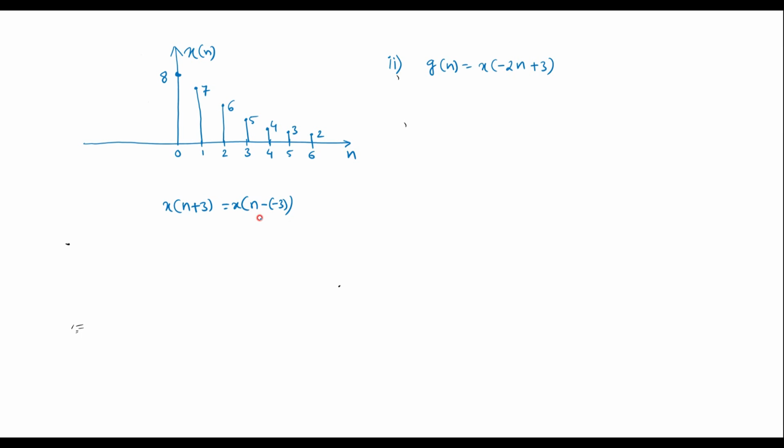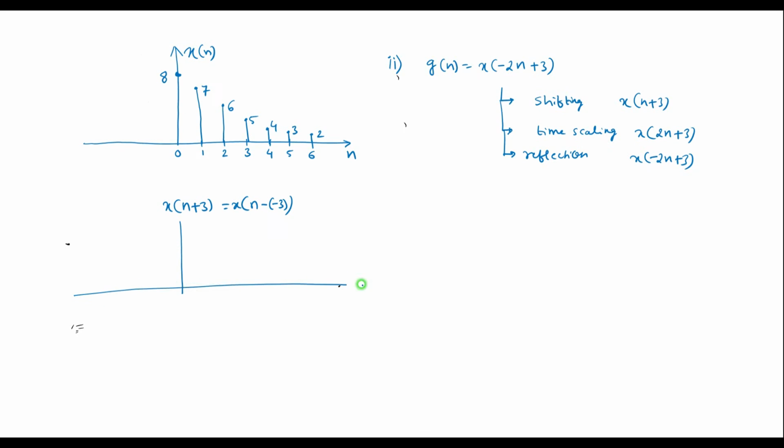After this operation we have to perform x of 2n plus 3, which is known as scaling operation. Then we have to perform reflection operation, that is it involves shifting, that is x of n plus 3. Then we have to perform time scaling, that is x of 2n plus 3. Then we have reflection, that is x of minus 2n plus 3. First let me consider x of n plus 3.